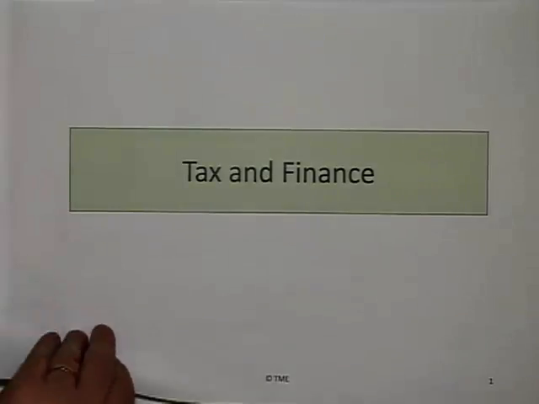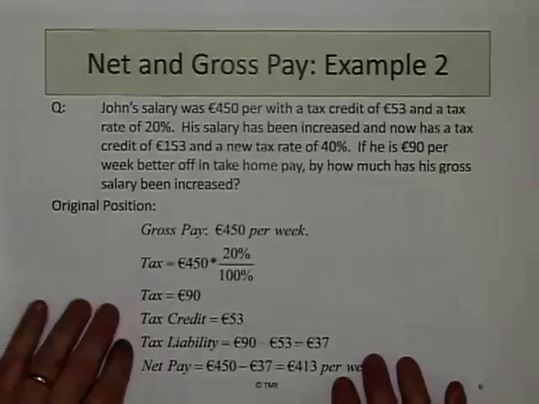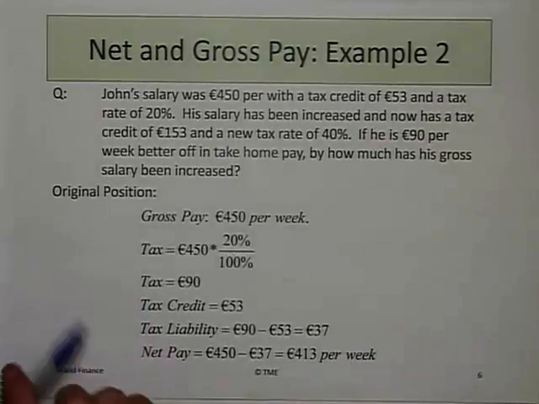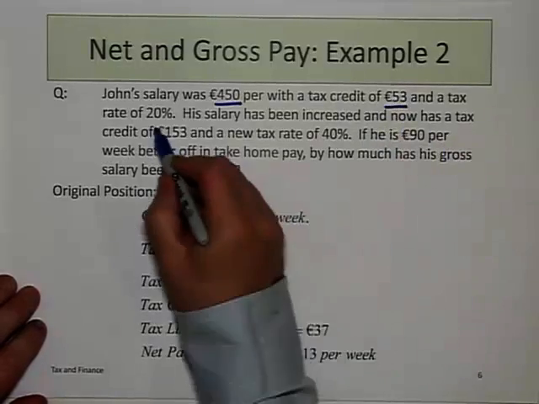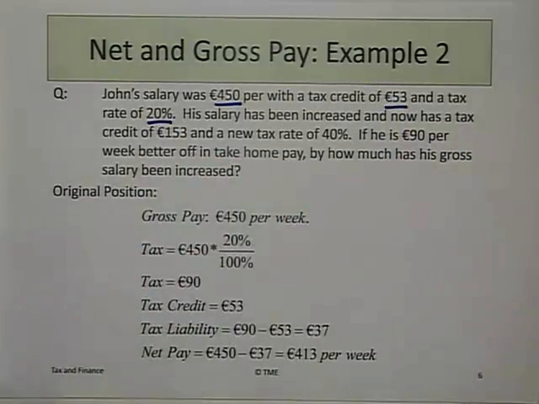So we're going to do a different example now. We're still going to stay with John, and we're going to start again with the same original. He had 450 originally. He had a tax credit of 53 and a rate of 20. But on this occasion, we're saying his salary has been increased. We're not saying by how much.